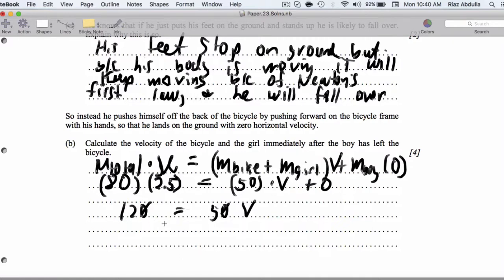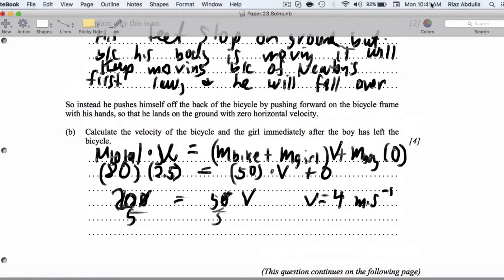That does not make sense. 80 times 2.5, I'm so sorry. 80 times 2.5 is 160 plus 40, which is 200. So this is 20 equals 5v, so 20 divided by 5. We're getting v equal to 4 meters per second in part B.